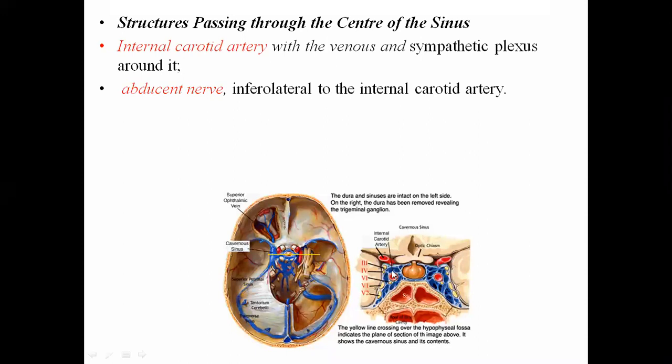Another structure which is related with the carotid artery is abducens nerve. Abducens nerve is the sixth cranial nerve which lies infralateral to the internal carotid artery. This can be seen on either side. So these are the structures which are seen inside the cavernous sinus. We can see here the carotid artery. Here in this area, the cavernous sinus is opened to show the carotid artery.